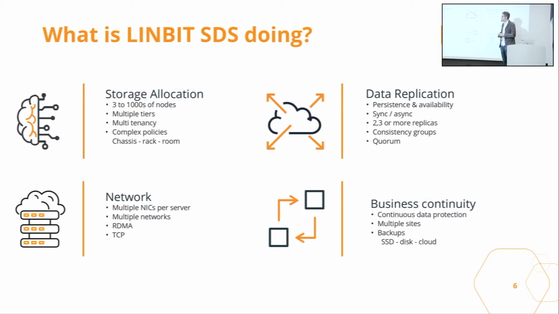You might need to serve multiple tenancies. And it might be necessary that you express the physical layout of your data center, right? So you can label your nodes with, let's say, rack numbers or room numbers. And then later on, refer to these labels in the allocation policies. Okay, it does replication to be resilient against node and storage device failures.